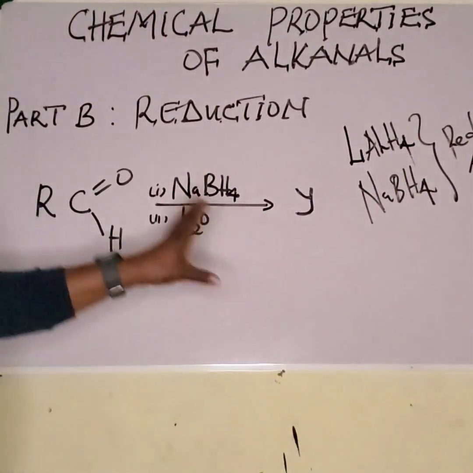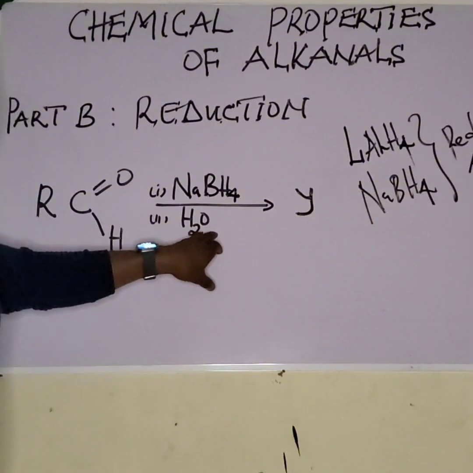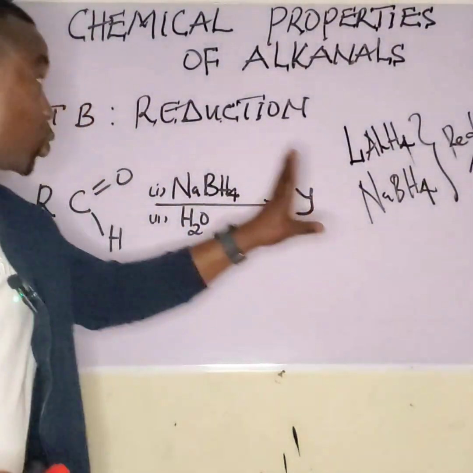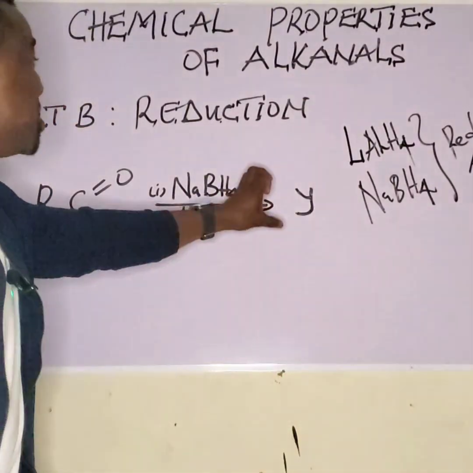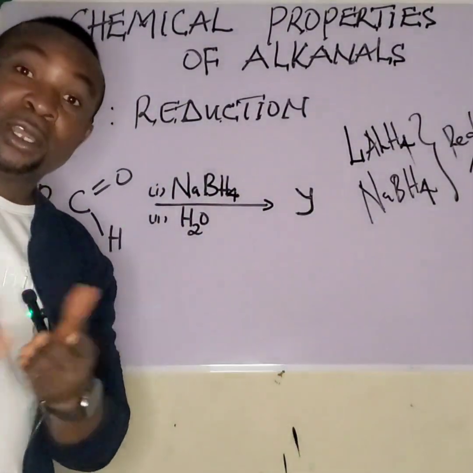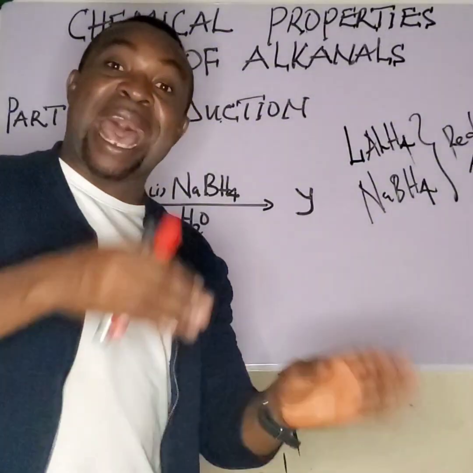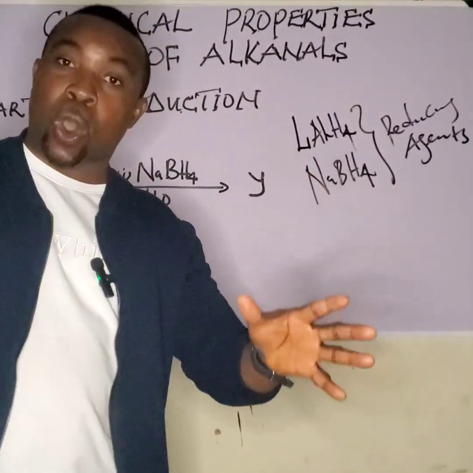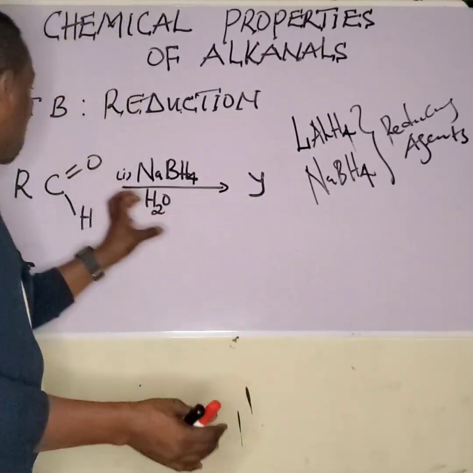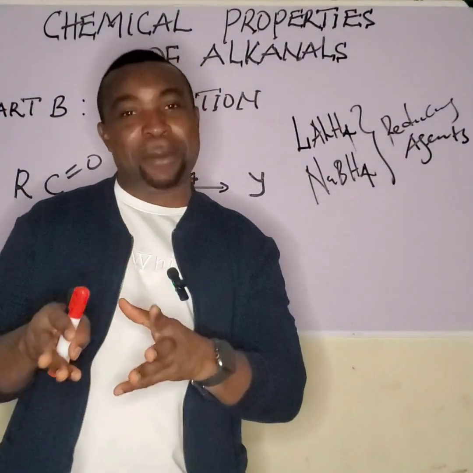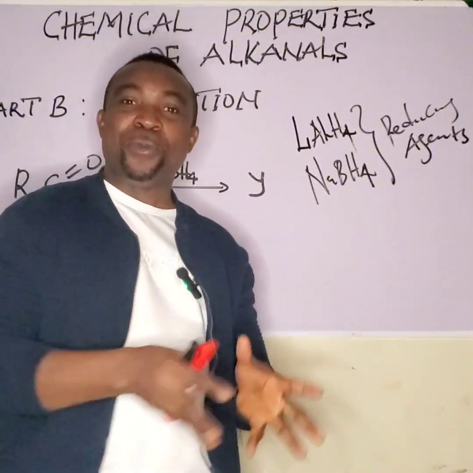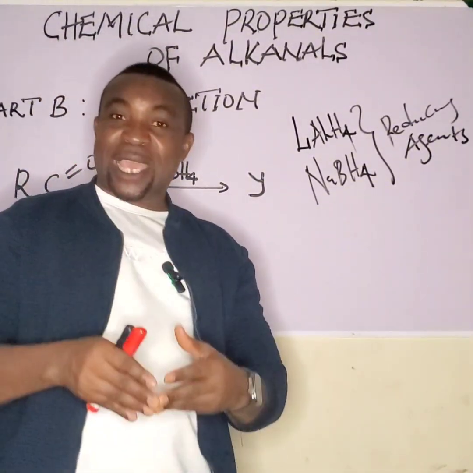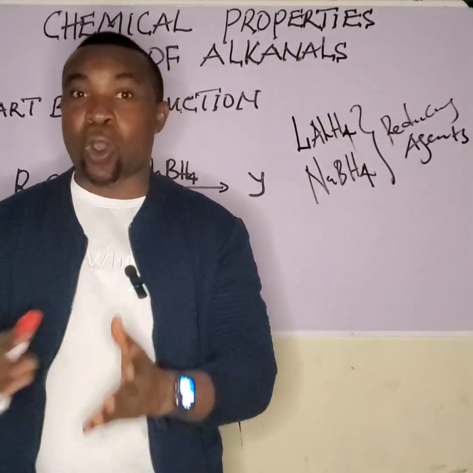When you use a reducing agent in the presence of water and react it with an alkanal, what will be the product? That is what we are talking about today, which means that reduction will occur. Remember, you can prepare an alkanal by mild oxidation of an alkanol, so when you reduce this alkanal, you are going to get a primary alkanol. When you mildly oxidize a primary alkanol, you get an alkanal or aldehyde.